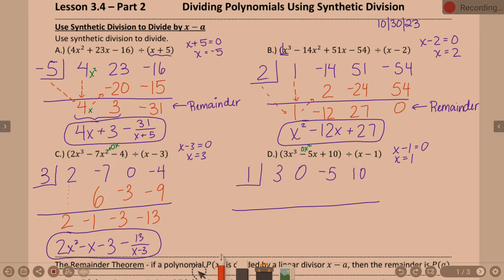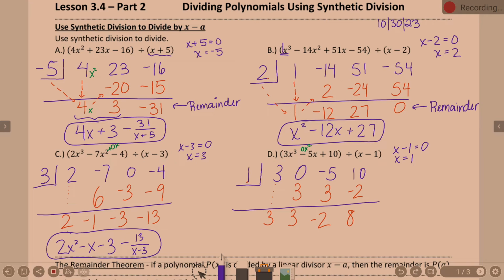First step. Bring the 3 down. Then we're going to multiply. Multiply what? 1 times 3 is 3. And then we're going to add. 0 plus 3 is 3. And then we're going to multiply. 1 times 3 is 3. Then we're going to add. Negative 5 plus 3, negative 2. Then 1 times negative 2, negative 2. And then 10 plus negative 2 is 8. So 3, 3, negative 2, 8.